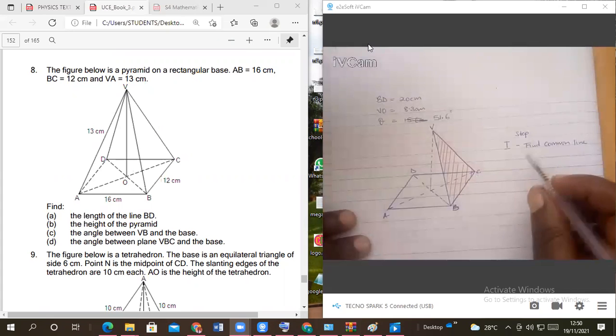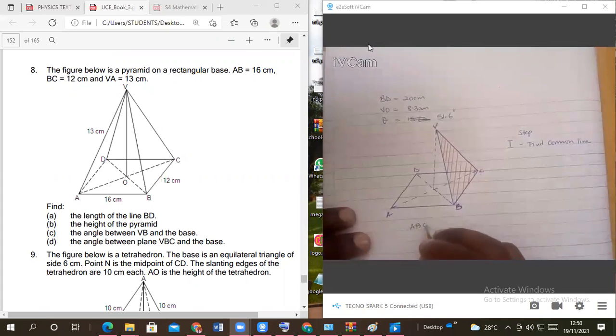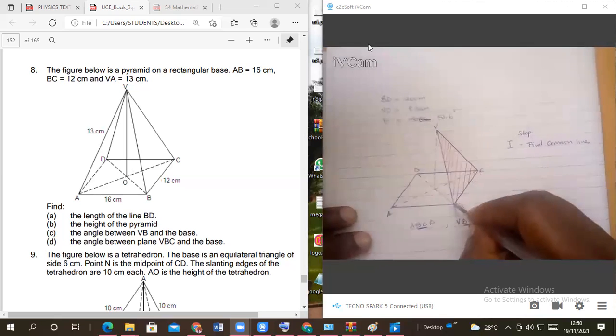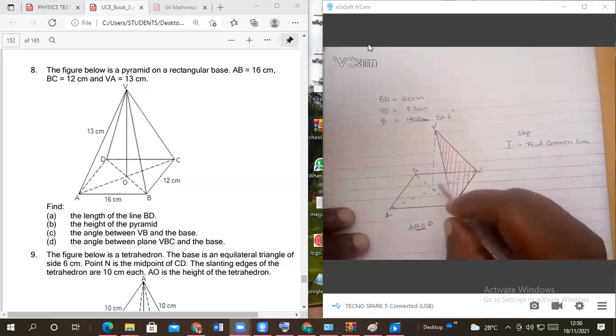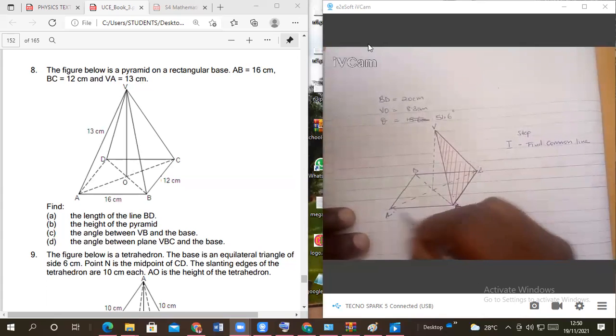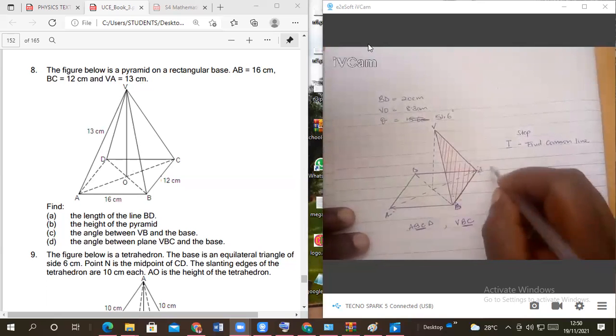Because you can see, even when I'm writing, they have written the plane ABCD and the other plane VBC. You can see from A to B, B to C, B to C. Those are the common lines. BC is a line of ABCD, but also BC is a line of VBC. So BC is the common line.